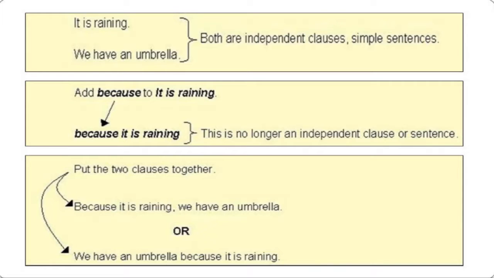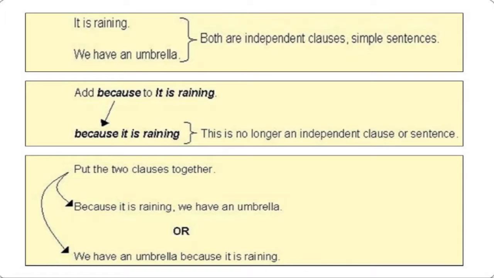So when you combine those two sentences together: because it is raining, we have an umbrella. So because it is raining is considered a dependent clause, and it requires the assistance of the independent clause, in this case, we have an umbrella. So you can actually construct it to have the independent clause first: we have an umbrella because it is raining.